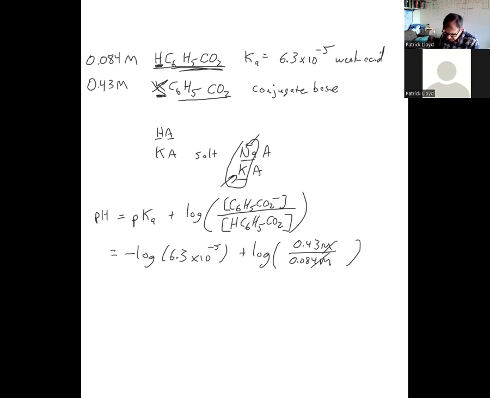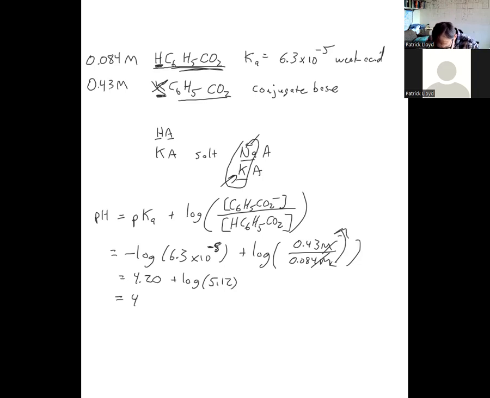Okay, so I'm going to go ahead and calculate the pKa first. So minus log of 6.3 times 10 to the minus 5. That's a 5, by the way. I'm sorry if it's hard to read it. And you get 4.20. And then we're going to take the log of 0.43 divided by 0.084. That doesn't make sense. Oh, I see what's happening. This calculator requires me to hit it several times, or it just keeps information in there. Okay, 5.12. Okay, this ratio here is 5.12.